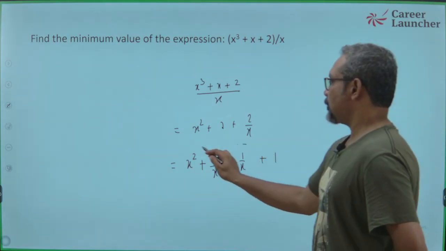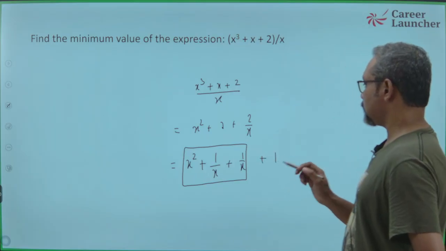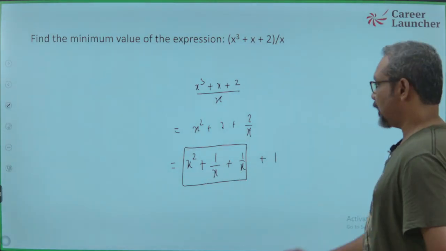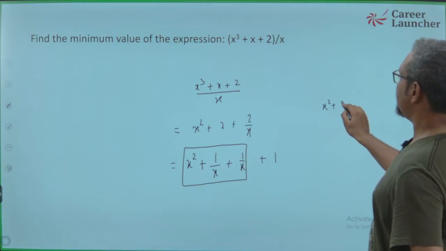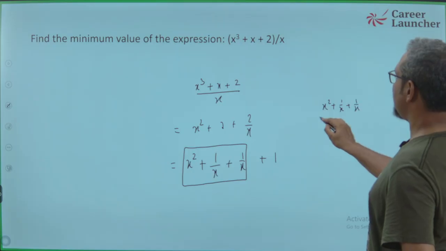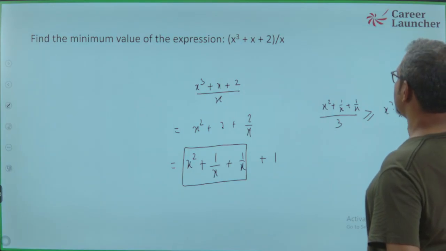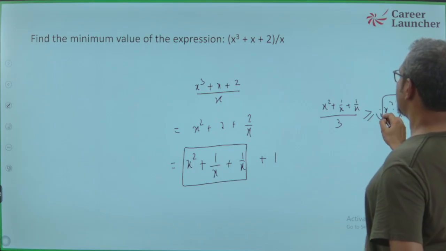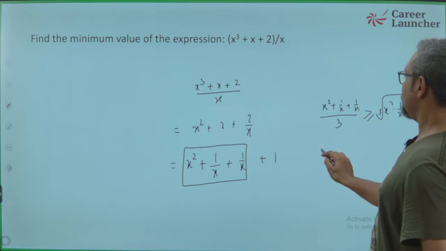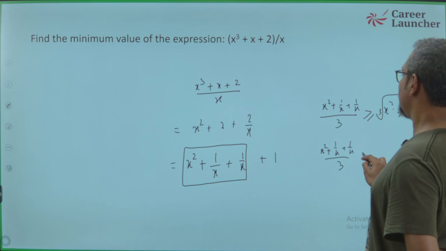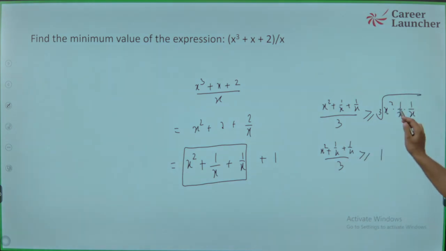Now what about this part? This is a constant, so you don't need to bother about that. So what about this part? If I use the AM-GM thing again, observe x squared plus 1 over x plus 1 over x, divided by 3, is greater than or equal to the cube root of x squared times 1 by x times 1 by x. So this now becomes x squared plus 1 by x plus 1 by x by 3 is greater than or equal to 1, because this cancels out completely. This by itself becomes 1.